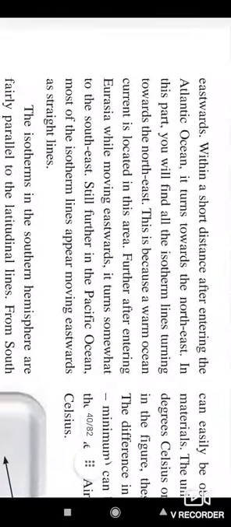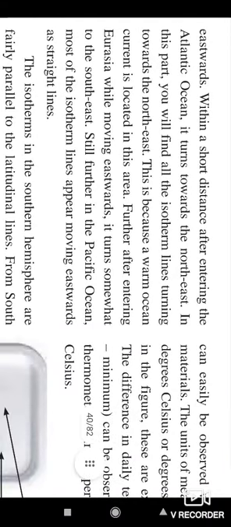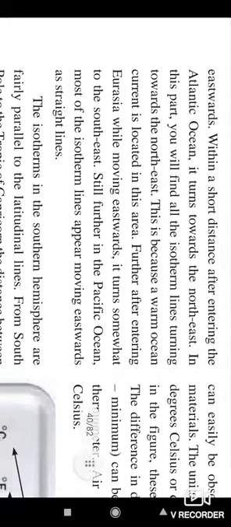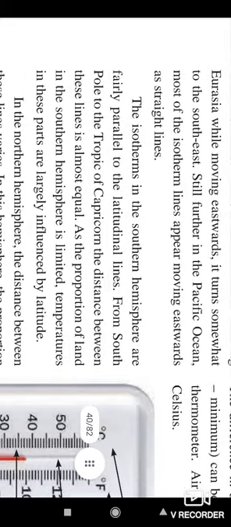Eastward within a short distance, after entering the Atlantic Ocean, it turns towards the northeast. In this part, you will find all the isotherm lines turning towards the northeast. This is because the warm ocean current is located in this area. Further, after entering Eurasia, while moving eastward, it turns somewhat to the southeast. Still further, over the Pacific Ocean, most of the isotherm lines keep moving eastward as straight lines.